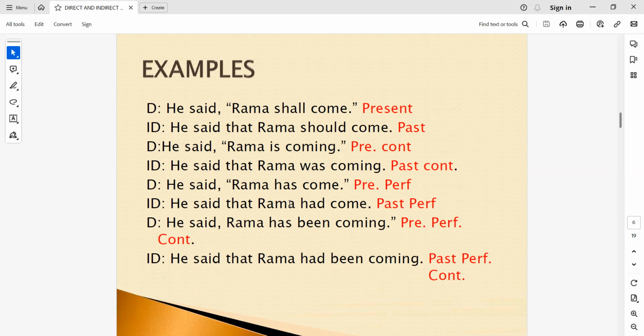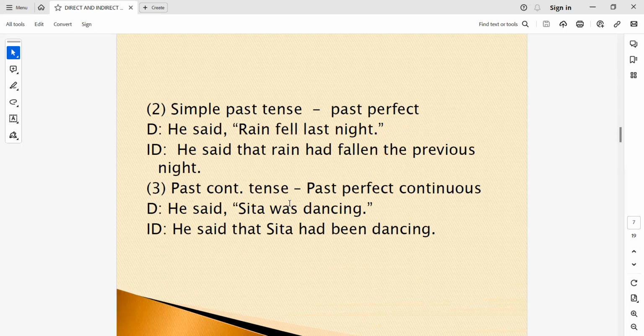He said, "Rama shall come." Here it is in the present tense. When you convert that into the indirect form: he said that Rama should come, into the past tense. You can go through the remaining examples for the simple present, present continuous, and present perfect continuous. I have given one example against each present form.